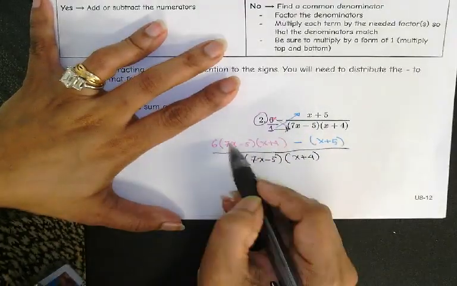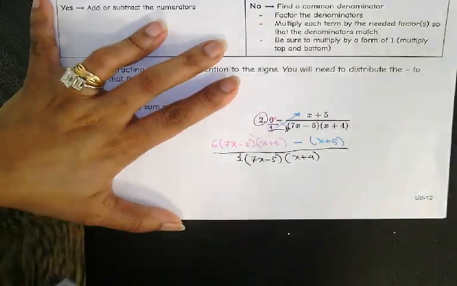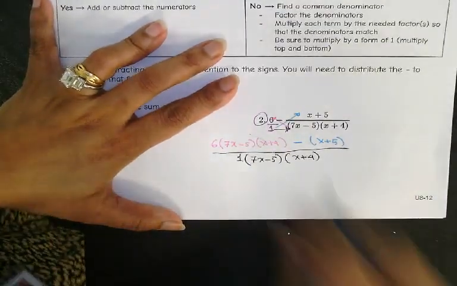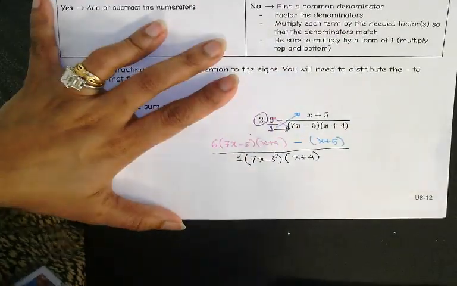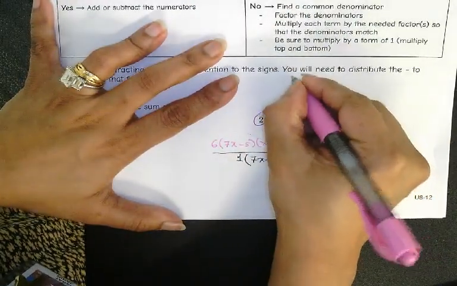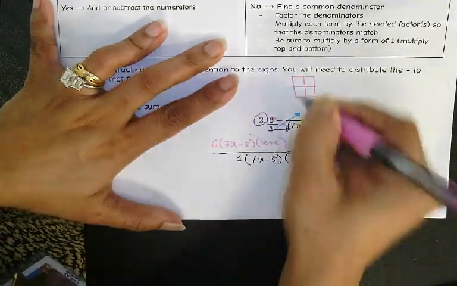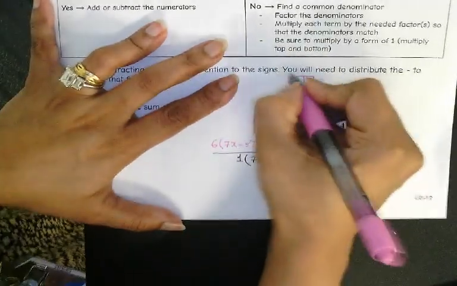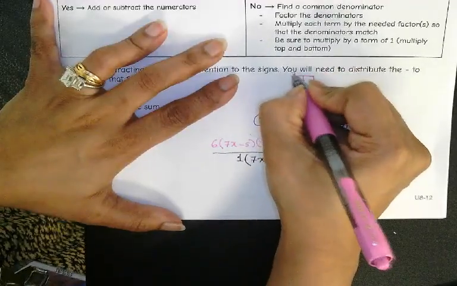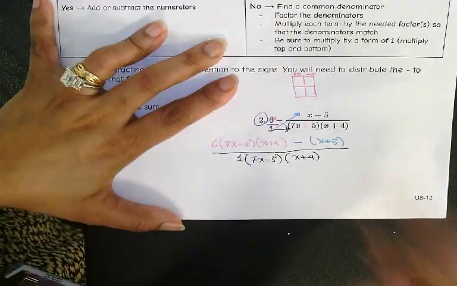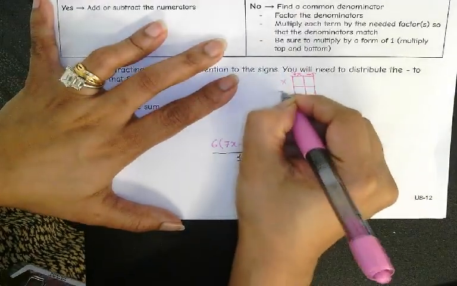You can multiply like a distribution, or you can put it in the box and then multiply, whichever you decide to do. I'm showing you the box over here because most of you are very comfortable with the box, so I'm just doing that one over here. I made a very tiny box. I needed a bigger one. Anyways, 7x minus 5, and on the side I'm going to have x plus 4.